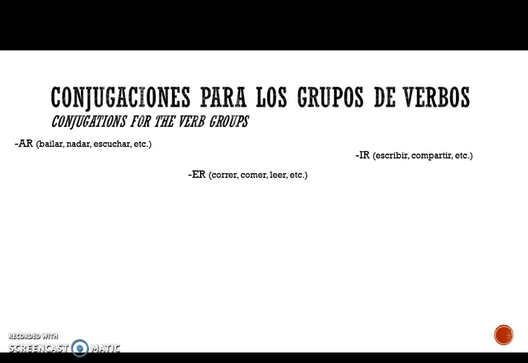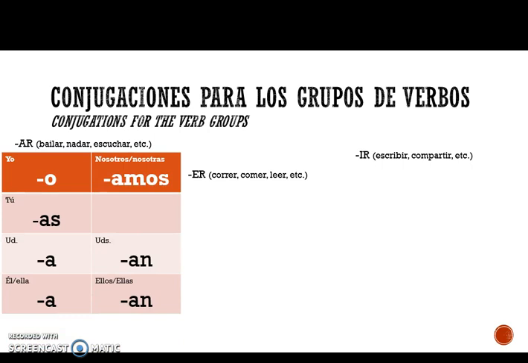Conjugaciones para los grupos de verbos. Let's look at the endings we're going to use for the different groups of verbs. I'm going to show you the endings, and then I'm going to show you how to form a conjugated verb. So the endings for our AR verbs such as bailar, nadar, escuchar, are these. O, as, a, amos, an.